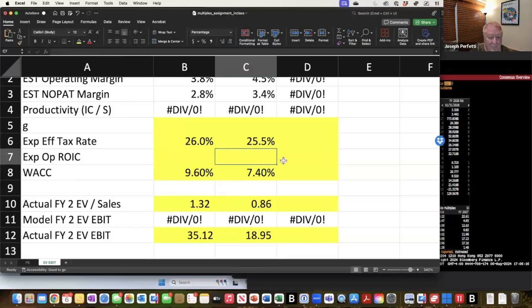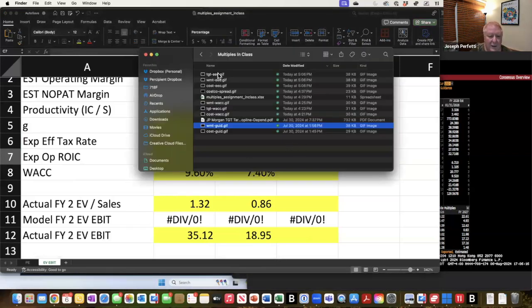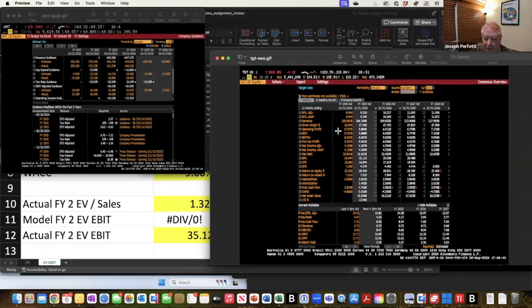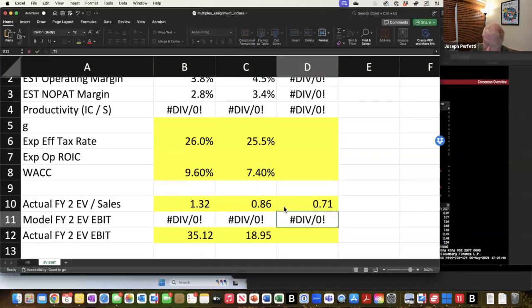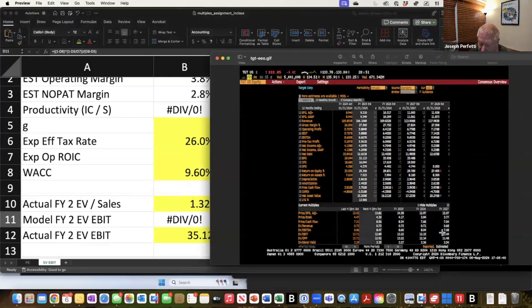All right. And then for Target, their second forward year EV to revenue is 0.71. And second forward year EV to EBIT is 12.15.